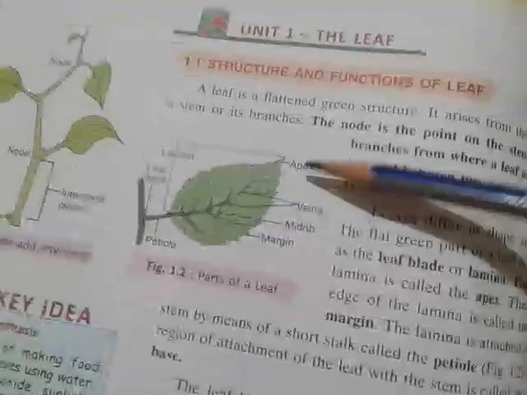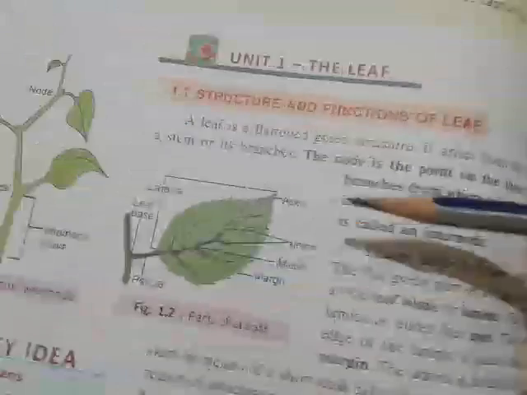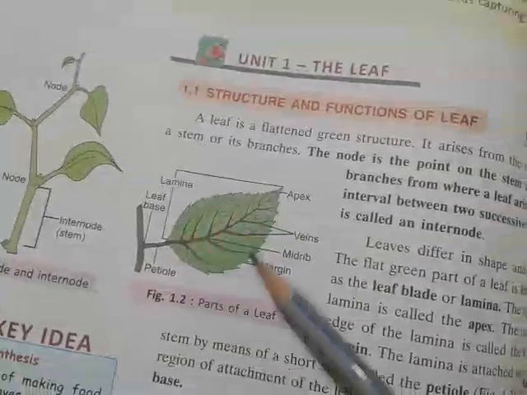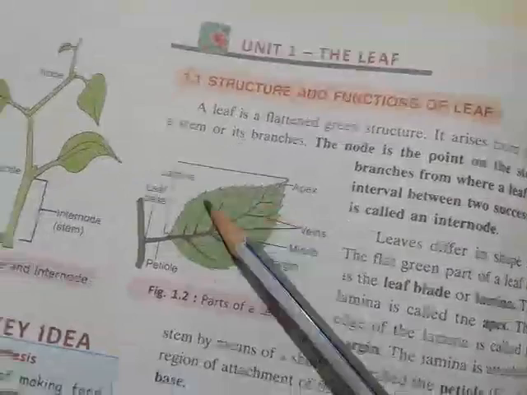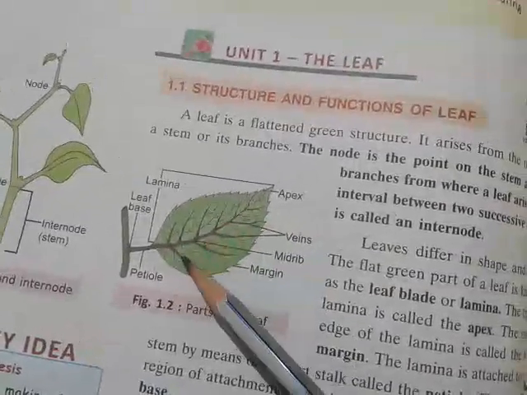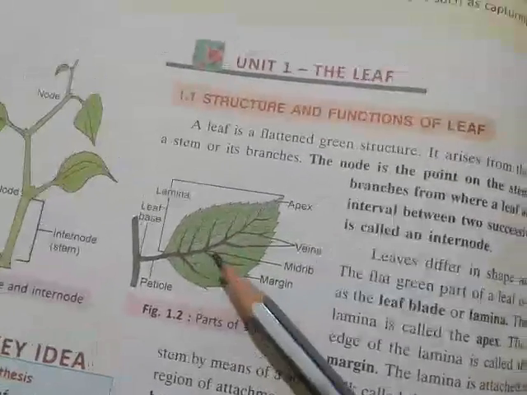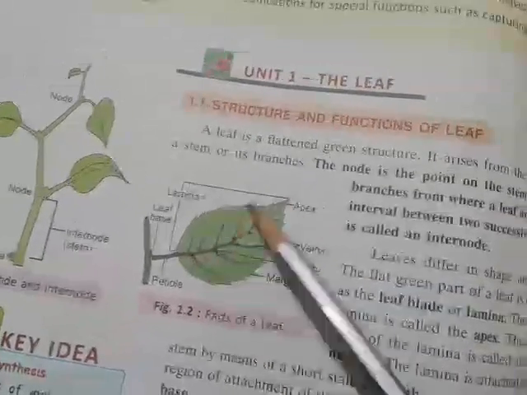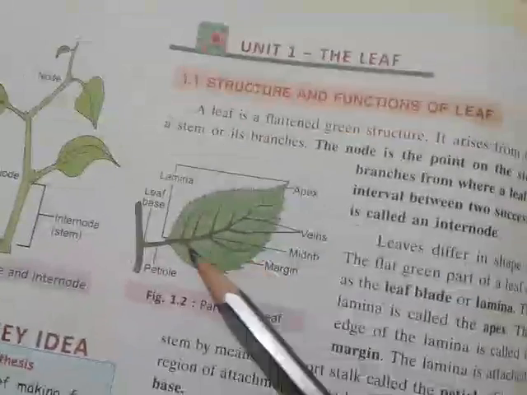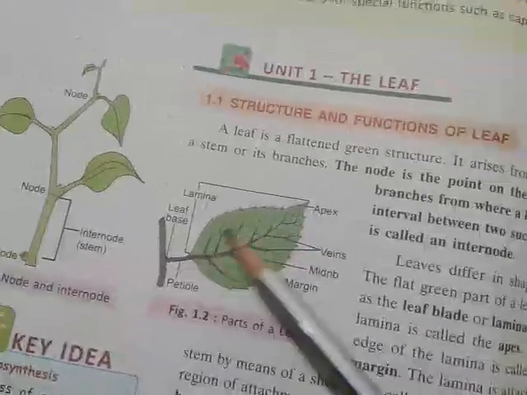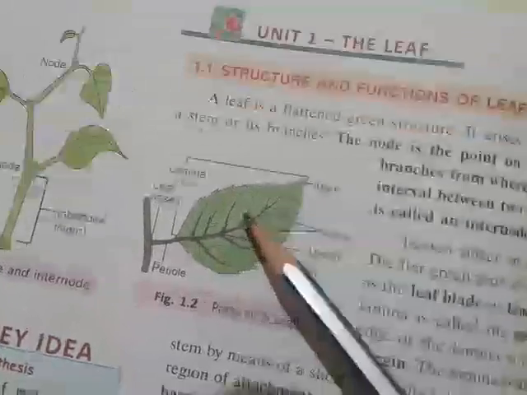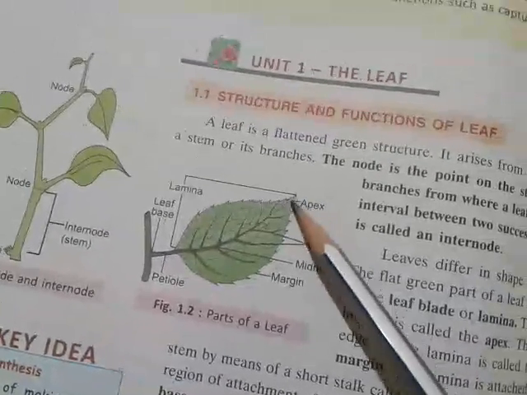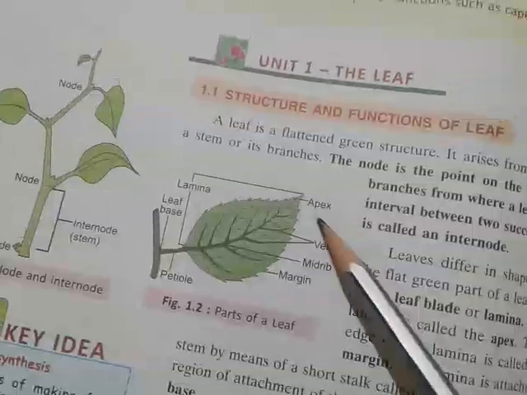First of all, what is apex? Apex is the tip of the lamina. This portion is the lamina. What is lamina? Lamina is the flat green part of a leaf. The tip portion of the lamina is called the apex.